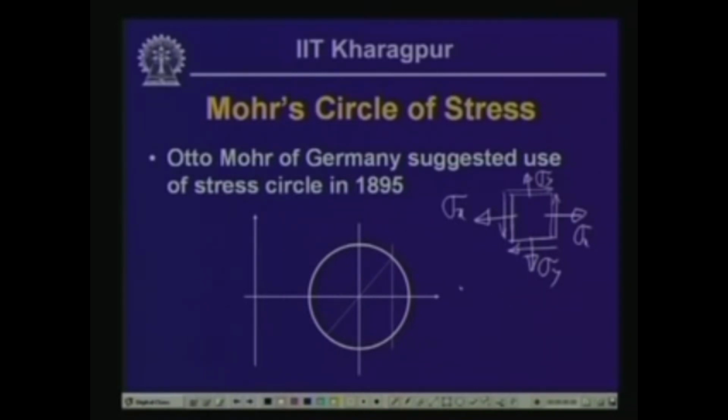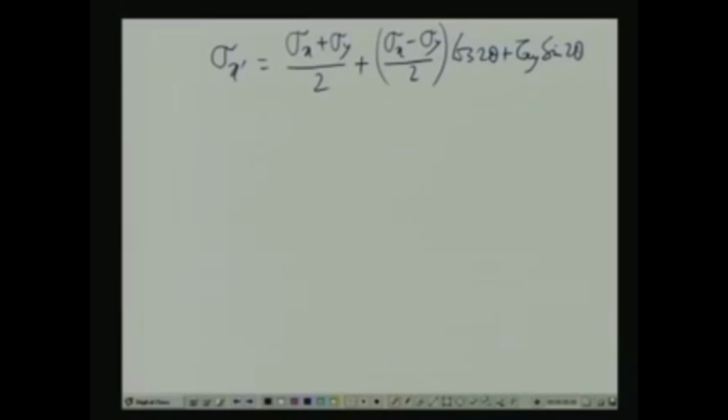Now, we can represent this stress system in terms of the circle. Now, let us look into the expression for the normal stress and the shearing stress. Sigma x dashed is equal to (sigma x plus sigma y)/2 plus (sigma x minus sigma y)/2 cos 2 theta plus tau x y sin 2 theta, and tau x dashed y dashed is equal to minus (sigma x minus sigma y)/2 sin 2 theta plus tau x y cos 2 theta.